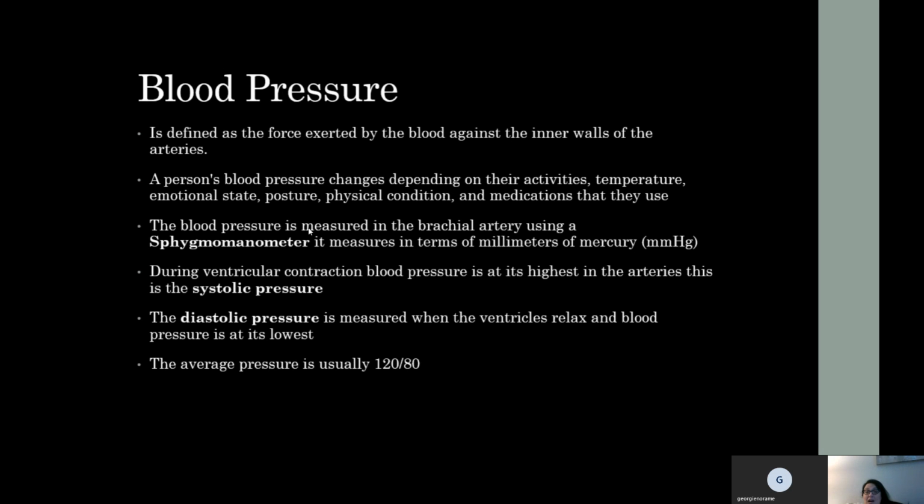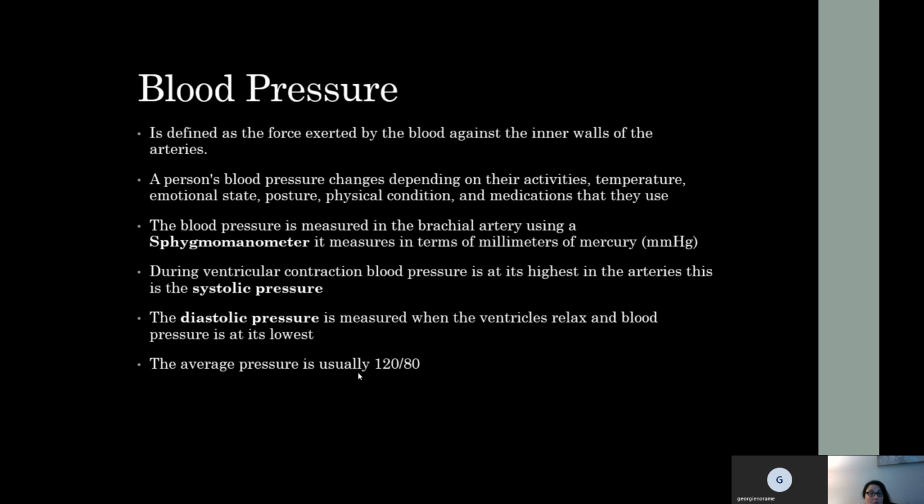Now, one of the things I want you to write down and know is blood pressure is measured by a sphygmomanometer, that's a blood pressure cuff, and it measures in what we call mm, which stands for millimeters. And if you remember your periodic table from 7th grade, the symbol for mercury is capital Hg. So millimeters of mercury. If they ever ask you what unit blood pressure is measured in, it's millimeters of mercury. Okay? And one more time, systolic is the heart at work, and diastolic is the heart at rest.